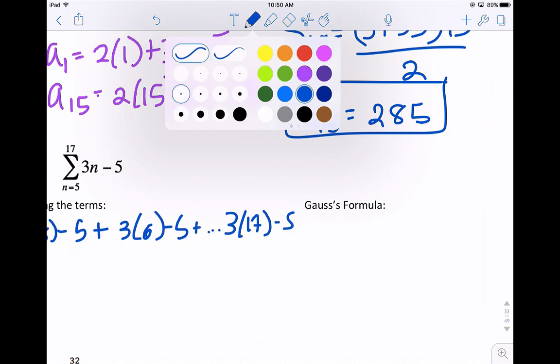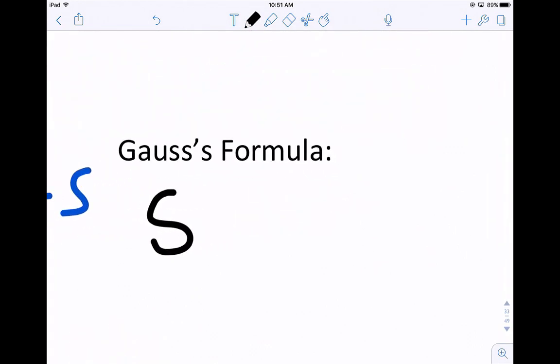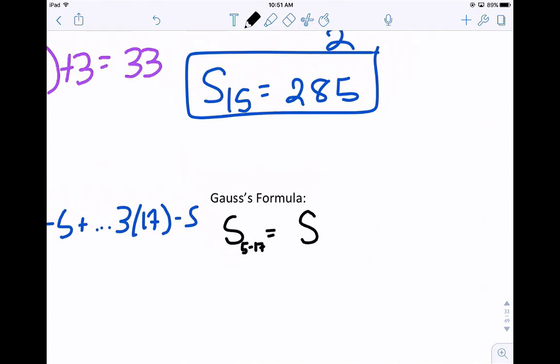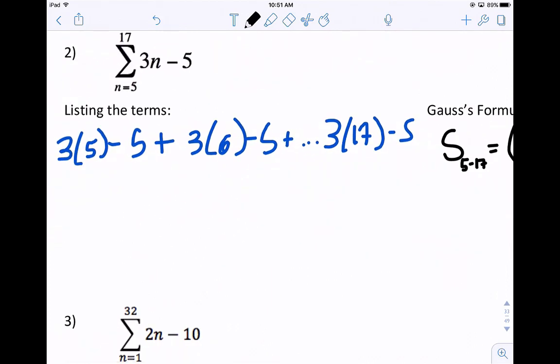So instead we'll use Gauss's formula. All right, so the sum of the 5th to the 17th term. Okay, so to do that, we're going to find the first term, which is here, the 5th term, plus the 17th term, times the number of terms divided by 2. And I want to show you a shortcut for finding the number of terms. Let me give you an example of that.